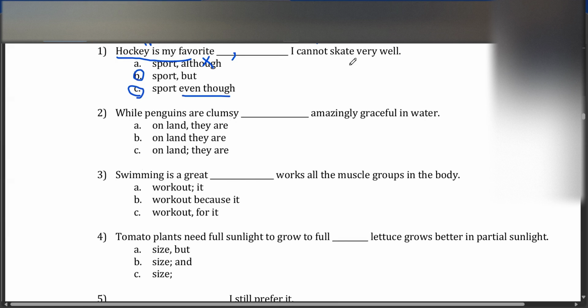Let me check your answer. Your answer to number 2 is C. The same mistake. Again, I told you yesterday that semicolon equals a period. So the same rule that applies to the period applies to the semicolon. To use either of these, you need an independent clause before it, a complete sentence.